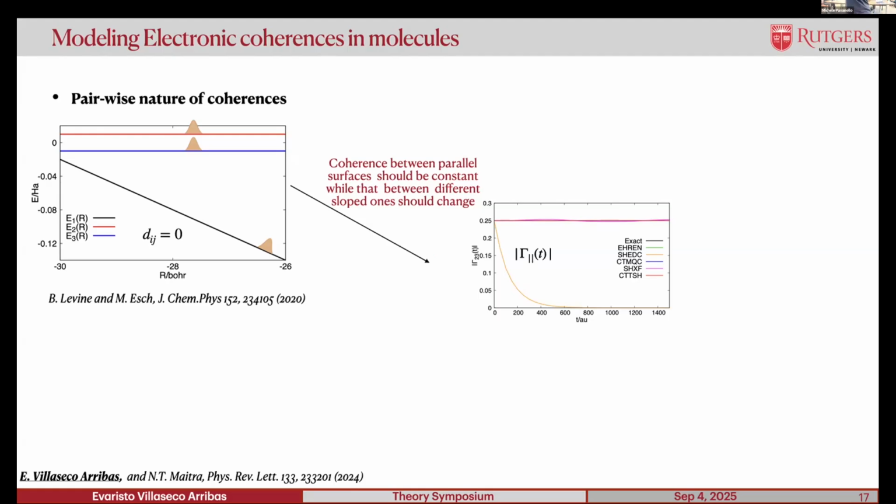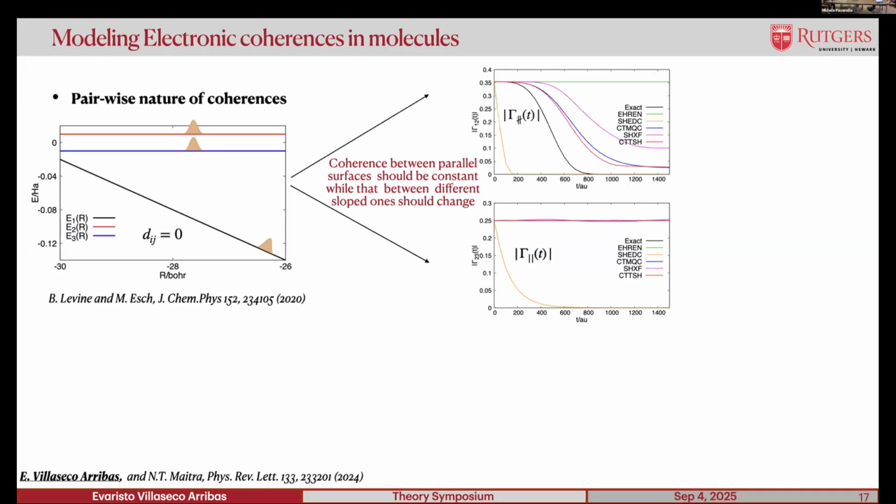CTMQC, which is in blue under here, perfect. Ehrenfest in green under here, just trust me, also maintains constant coherence. And also, this is a surface hopping based method that adds artificially a correction and just damps it incorrectly. Okay, good for Ehrenfest, the parallel case.